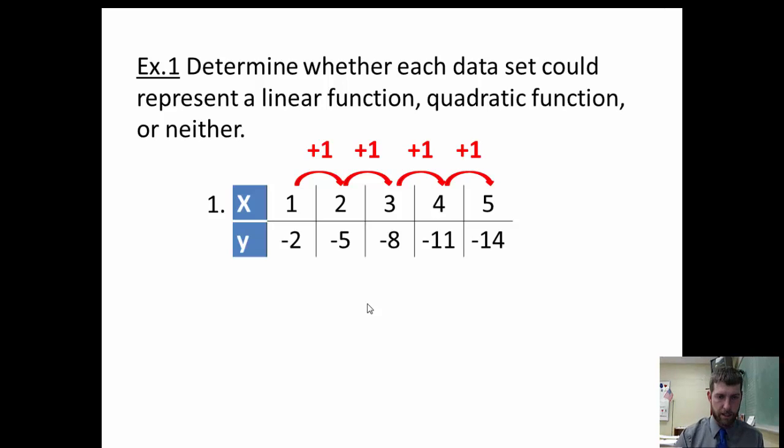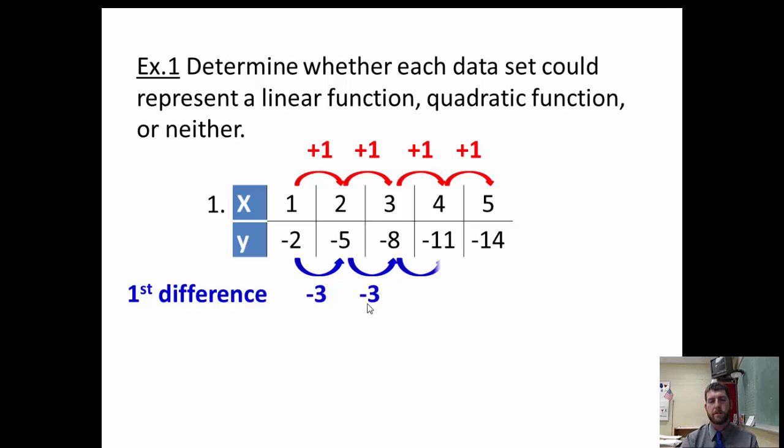Now let's check the y's. -2 to -5, so we're checking our first difference, is decreased by 3. To -8, we decrease by 3, decrease by 3, decrease by 3. So since we have a constant first difference, we can see that we have a linear function. And we don't have to go any further than that.